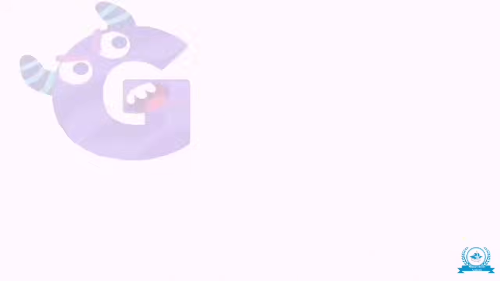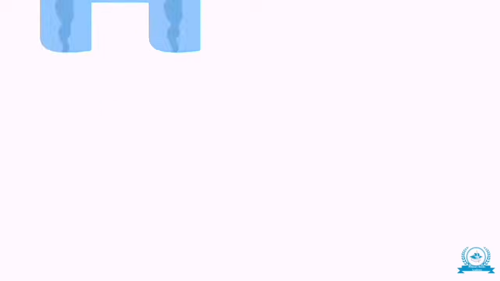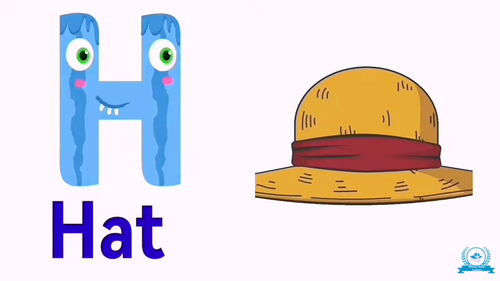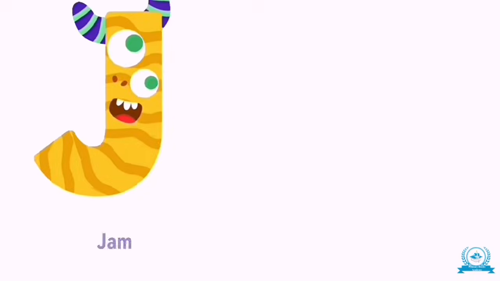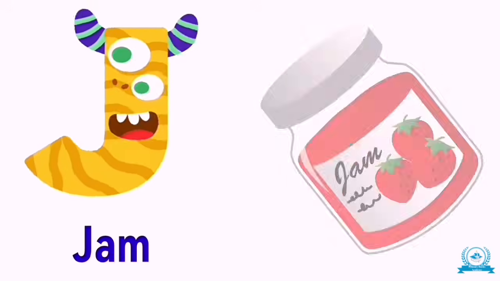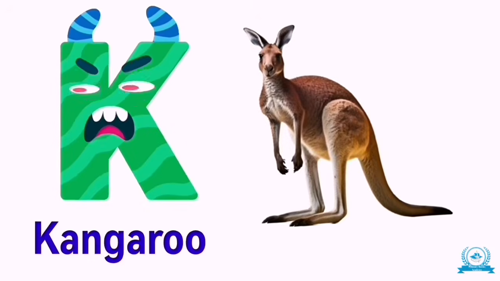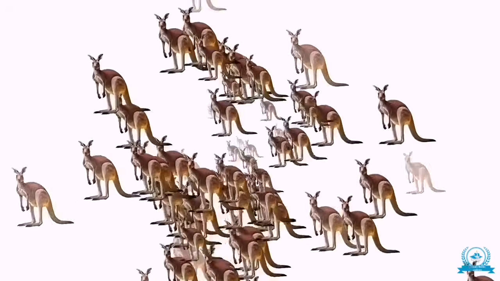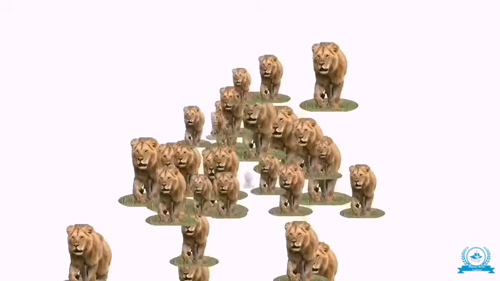G for grapes. H for hat. I for ice. J for jam. K for kangaroo. L for lion.